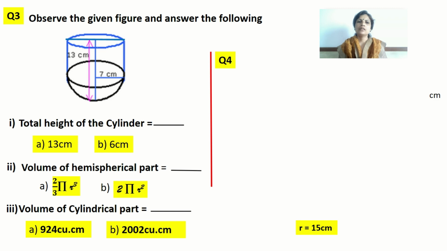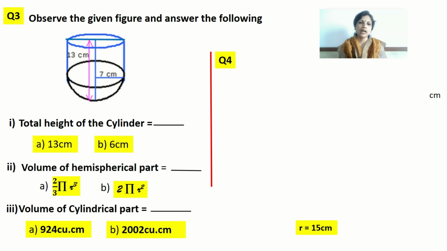Next type, observe the figure carefully and answer the questions. So you will be given a figure like this, any figure it may come. You have to look into the details of the figure and check the questions based on that. Here your first question is the total height of the cylinder. Now here the figure is a combination of hemisphere and the cylinder. Total height of the whole object is given to you as 13. Out of that, height of the hemisphere, if you calculate, it is 7 because radius is given to you as 7.